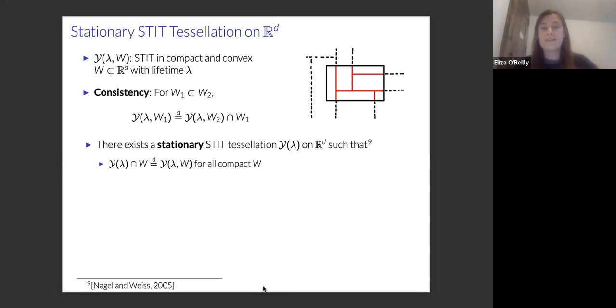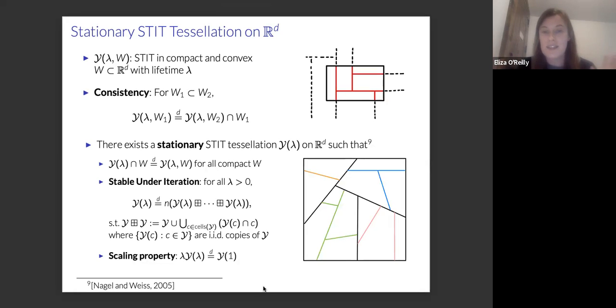This is an infinite STIT tessellation with an infinite number of cells. It's also a stationary random tessellation, meaning its distribution is invariant under translations in R^D. And this infinite STIT tessellation has the property that if you intersect it with any compact window, you recover in distribution a partition of that compact window that would be induced by that Markov process.